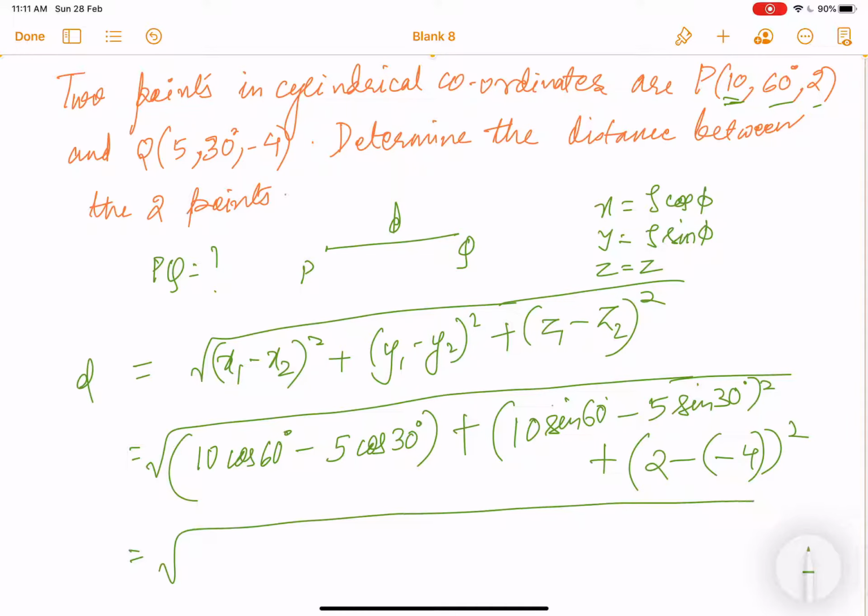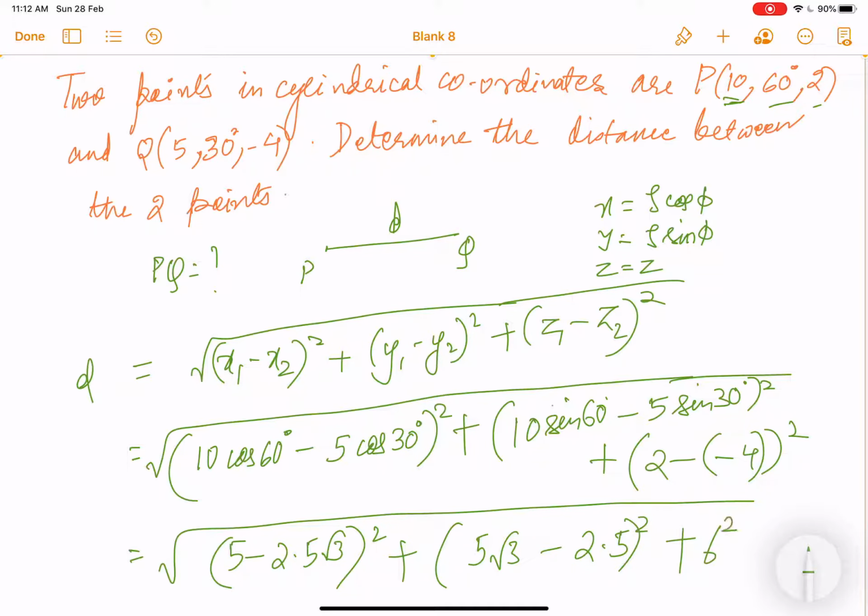What is 10 cos 60 degrees, by the way? Cos 60 degrees, you all know, is 1 by 2, so this one will be 5. Minus this one, which is 5 by 2 into root 3, that is 2.5 root 3, whole square. Plus, this is 10 sin 60 degrees, so it will be 5 root 3, minus 5 by 2, that is 2.5, whole square, plus this one will be 6 whole square.